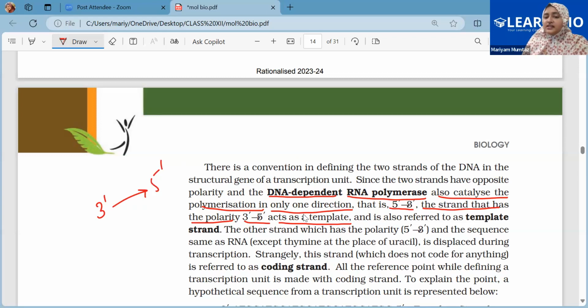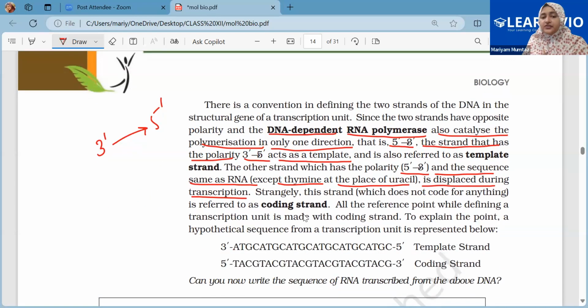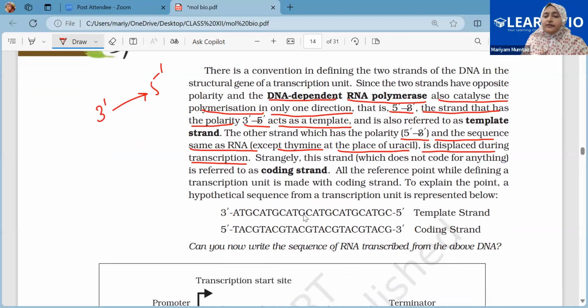The other strand, which has the polarity 5' to 3' and the sequence same as RNA except thymine in the place of uracil, is displaced during transcription. Strangely, this strand, which does not code for anything, is referred to as the coding strand. So the 5' to 3' strand is known as the coding strand, but the thing to remember here is that it does not code for anything. All the reference points while defining a transcription unit are made with the coding strand.